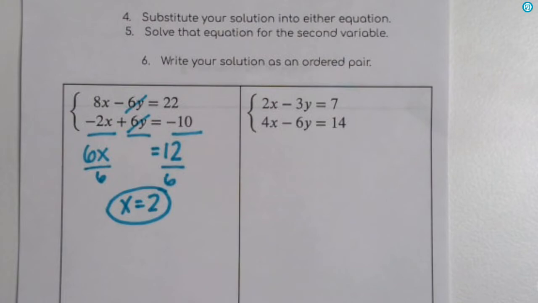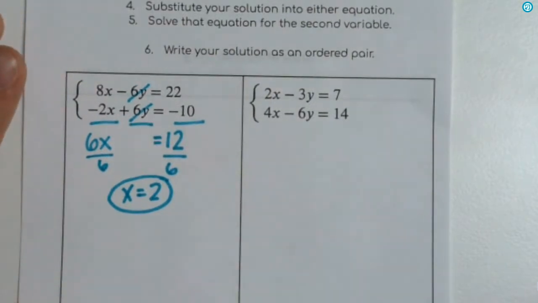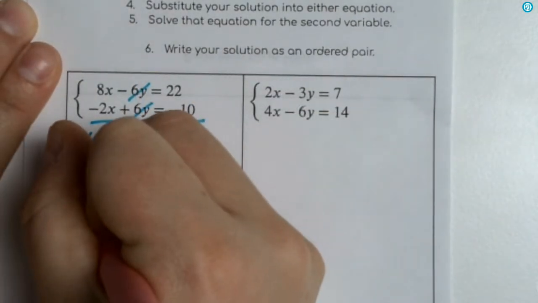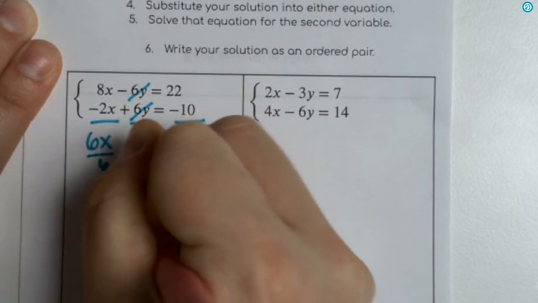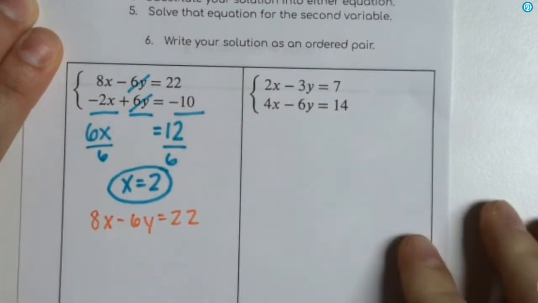You just have to plug it in for an x because it's x equals. I always plug it into the top equation just because it's first, so it makes sense to do the first one. So that's what I always do, but you can also plug it into the bottom one and you get the same answer. So I'm going to take my top equation, 8x minus 6y equals 22, and just copy it down.